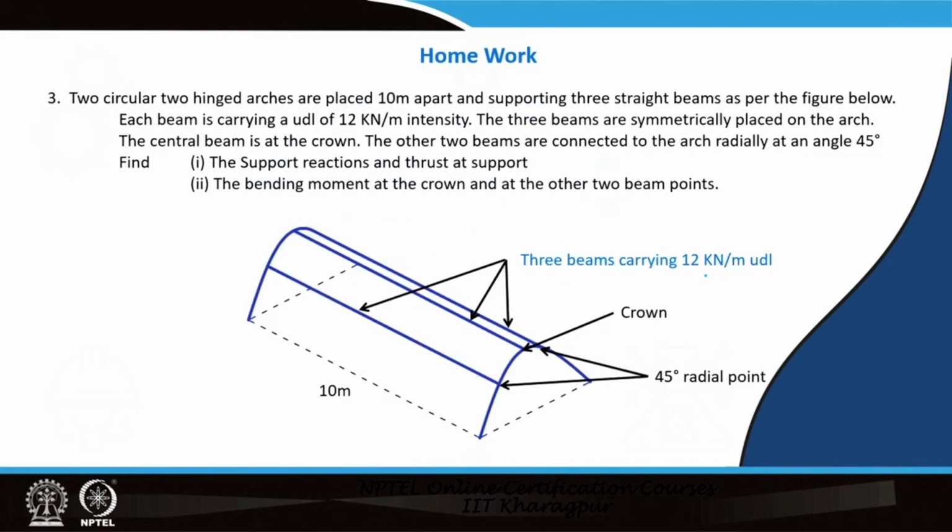And the third problem is that suppose these 2 circular arches are actually carrying these 3 beams, which are under 12 kilonewton per meter UDL, and these 3 beams are finally giving the point load to these 3 points like this, and you have to calculate how much the point load is. The positions of the beams are at 45° radial points, these 2 symmetrical and one at the crown. So, finally, the arch will have the 3 such loads P, P, P. These P, P, P are the reactions because of the load that this beam is taking care of, 12 kilonewton. So, you have to find out the support reaction and the thrust at the support, and also the bending moment at the crown and under these 2 beams, or 2 point loads at the beams also.